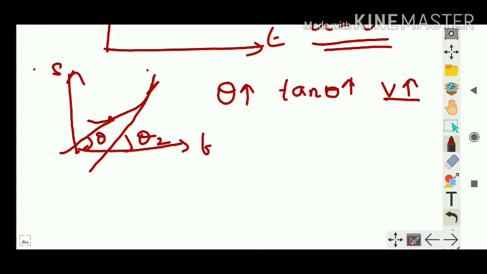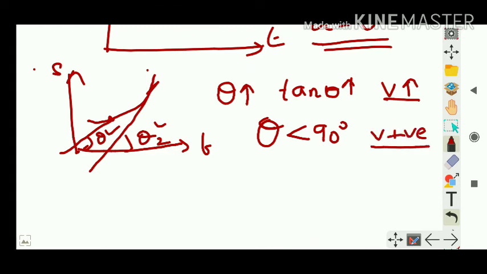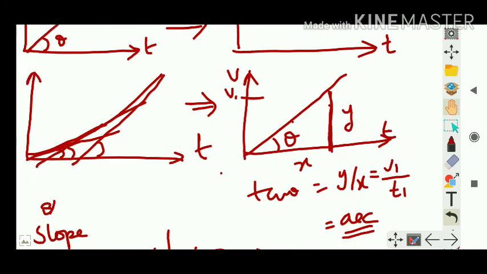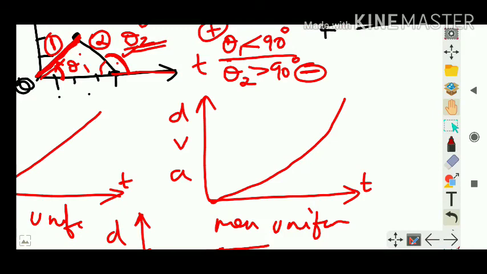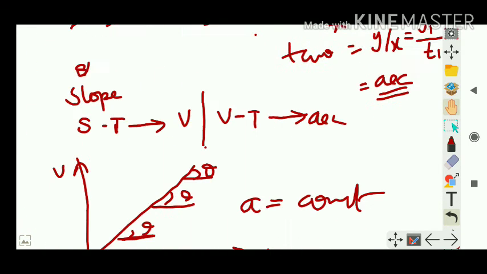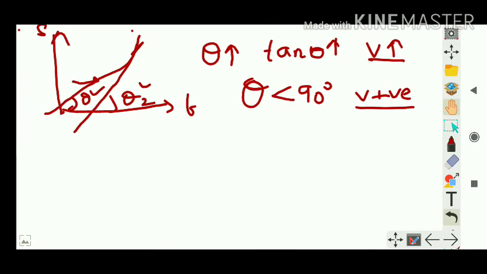And you see both this angle theta 1 and theta 2 are less than 90 degrees. I told you when the angle is less than 90 degrees, the velocity is positive. So velocity is positive and it is increasing in nature. The 90-degree cases I have discussed earlier. I hope you remember this. Clear? So let's move on with the examples again. I have confirmed that velocity is positive and it is increasing.